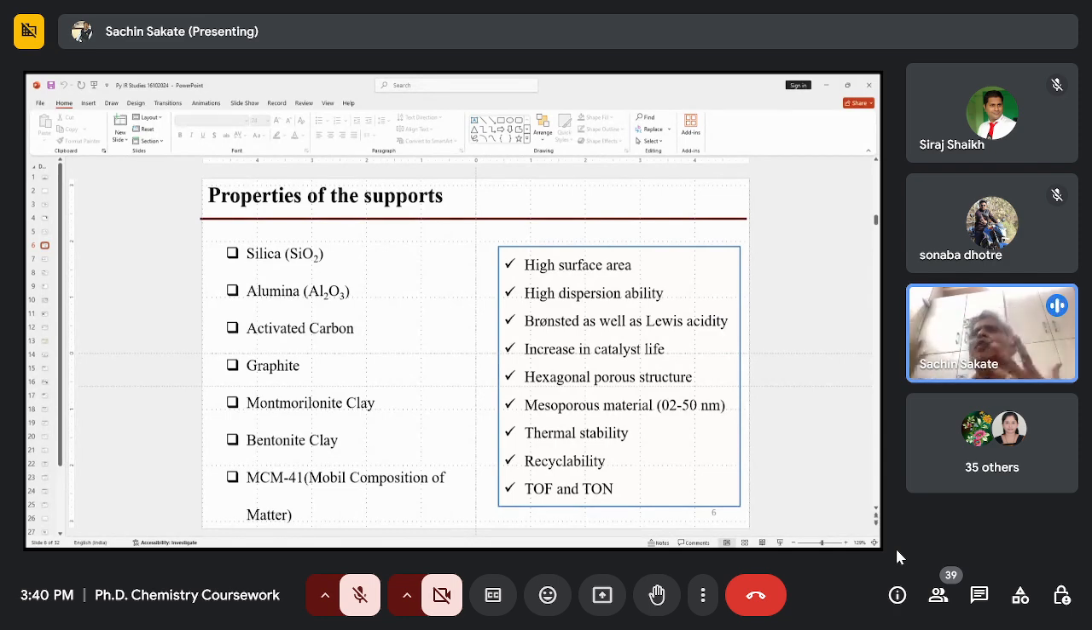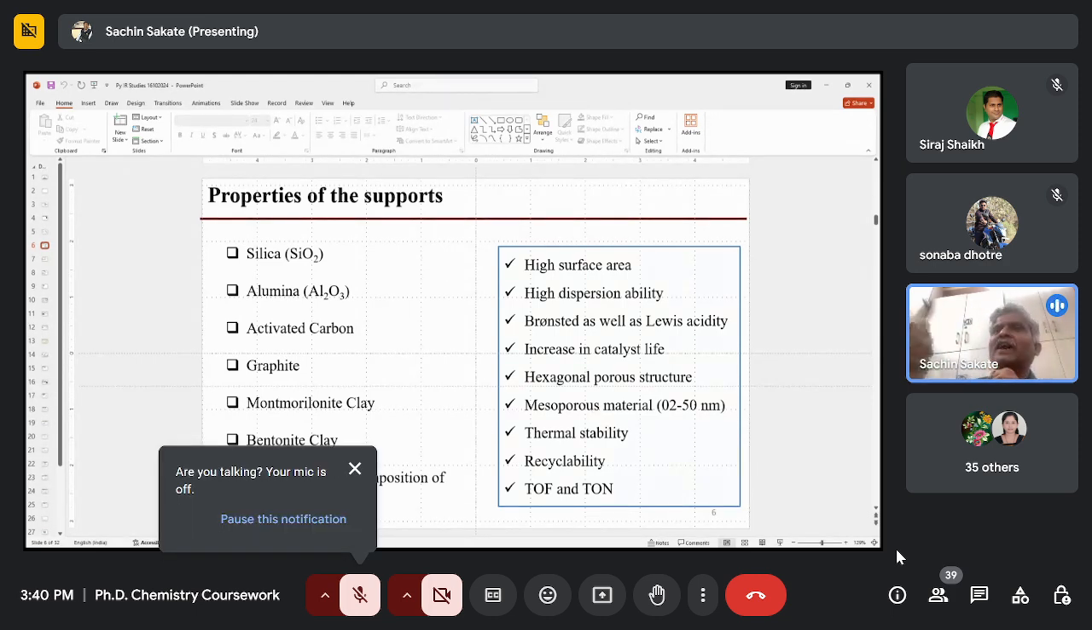They have very good TOF and TON. These are the turnover frequency and turnover number of the catalyst. You have to go deep into this when you study it individually, because TOF and TON are the two characteristic values which give the importance to your catalyst.